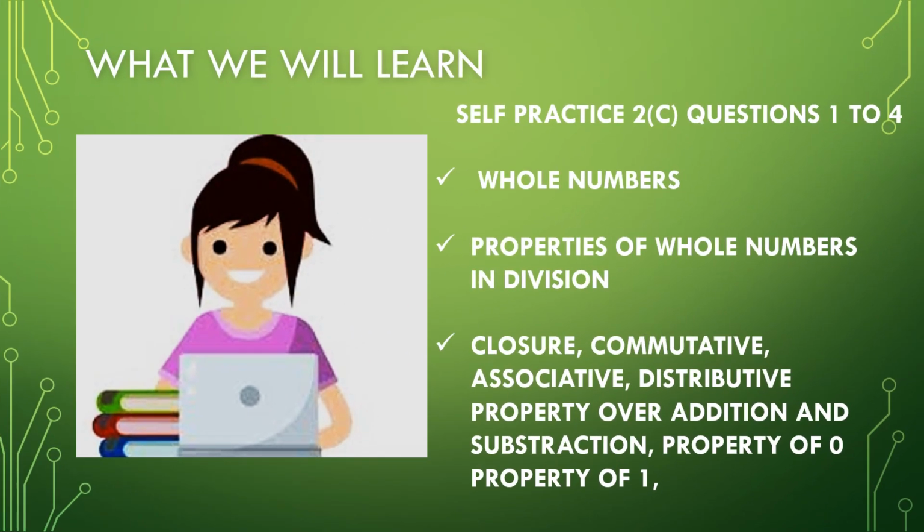What will you learn today? Today we will learn self-practice exercise 2C, questions 1 to 4 of the chapter whole numbers, and the topics are properties of whole numbers in division: closure property, commutative property, associative property, distributive property over addition, distributive property over subtraction, property of 0, property of 1.